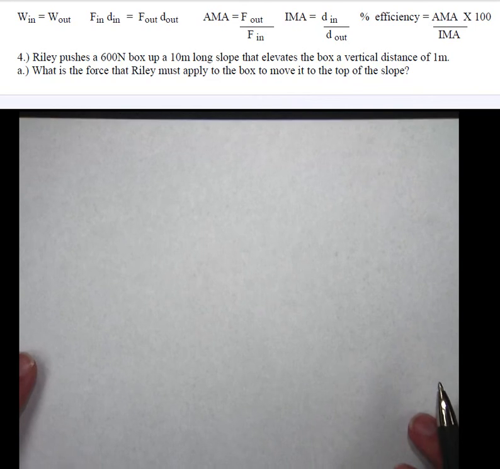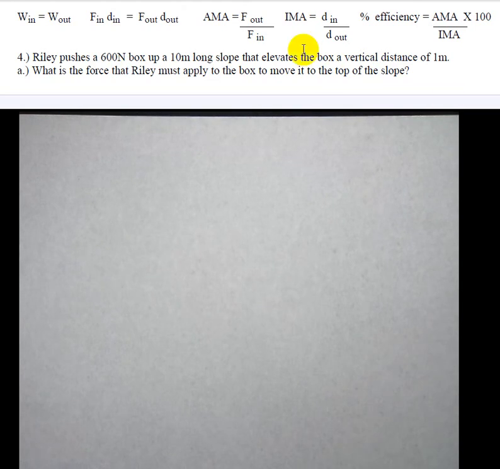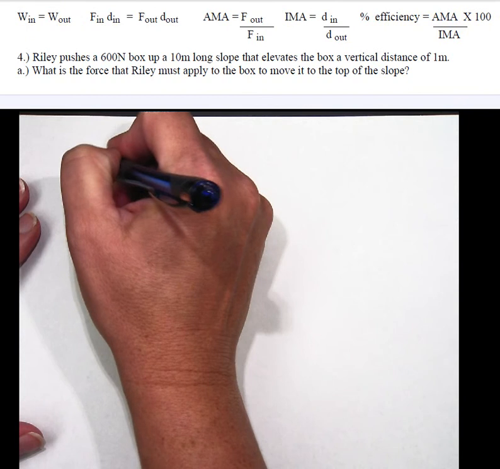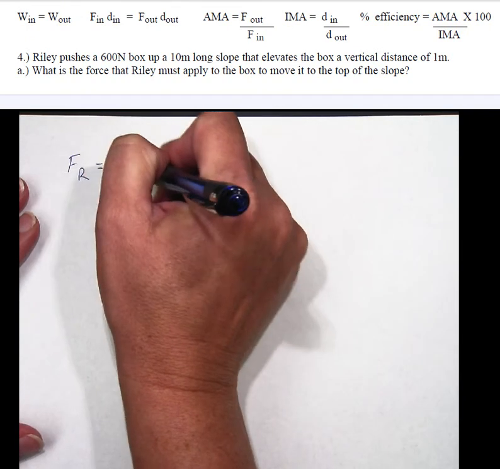Okay, in this video, I am working another inclined plane problem. So, again, here's my equations up here at the top. Riley pushes a 600 Newton box. All right, so that means that's our inanimate object. So our force of our resistance equals 600 newtons.